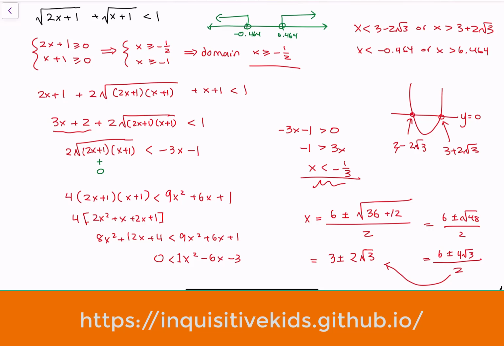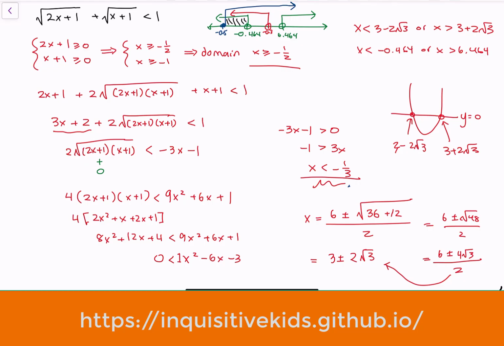But our domain says it must be greater or equal to negative 1/2. And we also said that it has an upper bound of negative 1/3. So that would be about negative 0.33 going this way. Now we have to find where all three of these colors intersect. Well, that would be in this window right here. That's where all three of these conditions are true.